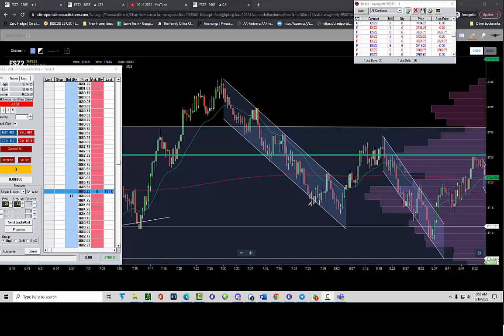I went to the gym after this. So I didn't really get a chance to enjoy any of this movement. But were I to stay at my desk and it comes up, hits this level. This is where I shorted previously. Looks like there's still some sellers here, so they pull some liquidity.